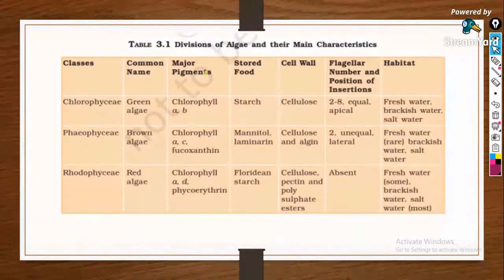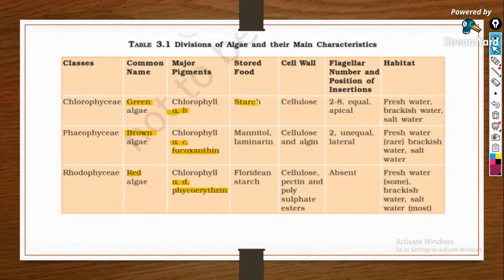Next is the division in a chart. Chlorophyceae, also known as green algae; Phaeophyceae, brown algae; Rhodophyceae, red algae. The major pigments: chlorophyll A and B in Chlorophyceae; chlorophyll A and C and fucoxanthin in Phaeophyceae; chlorophyll A and D and phycoerythrin in Rhodophyceae.